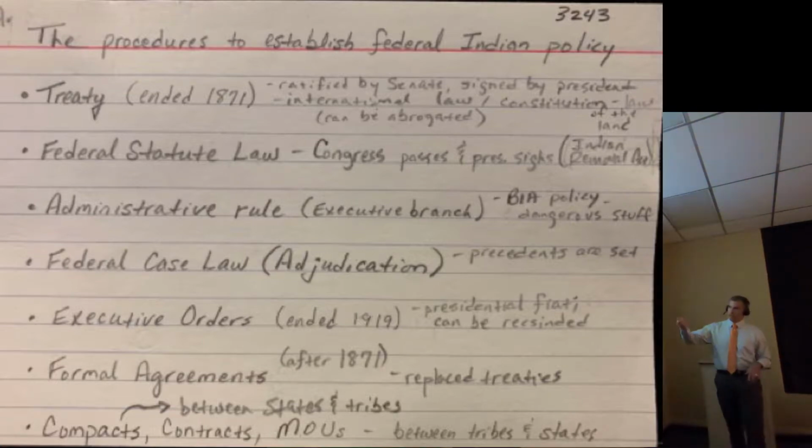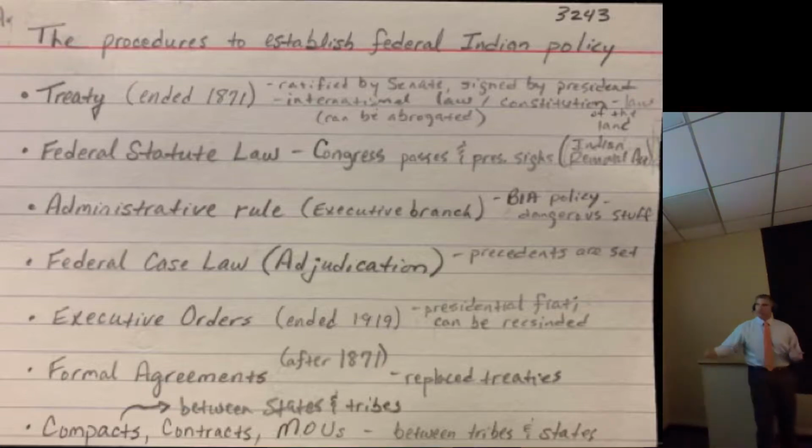Now, there are a lot of other ways to establish Indian policy, and one of the ways that is, to me, the most dangerous, the one that has the least degree of democratic process, is the administrative rule. This is essentially a rule that's put in place by a bureaucracy.